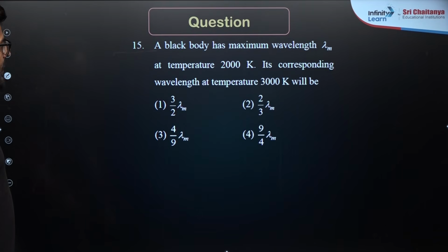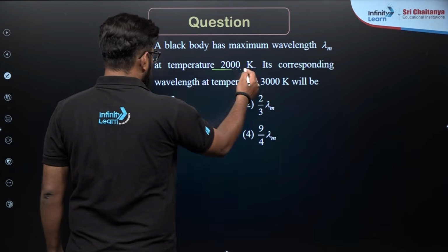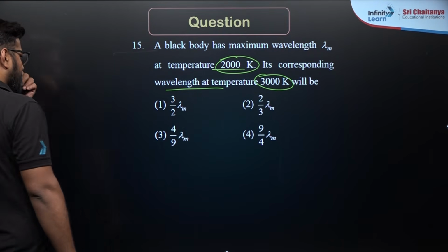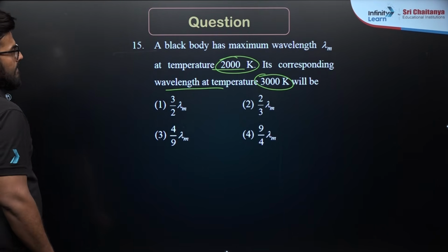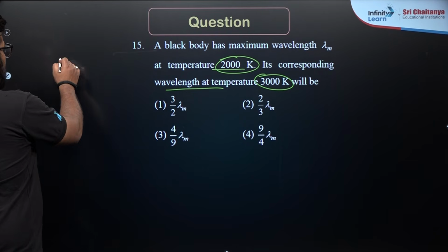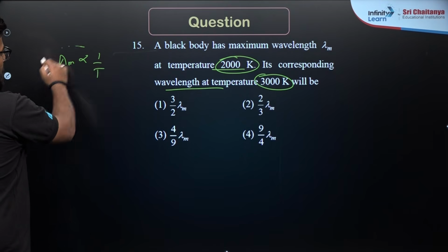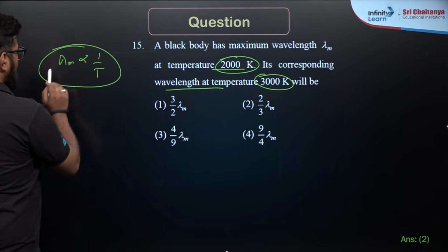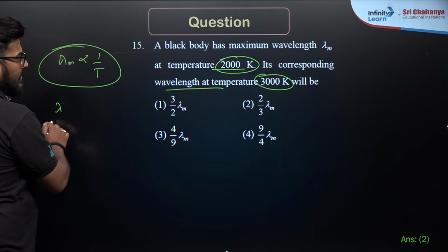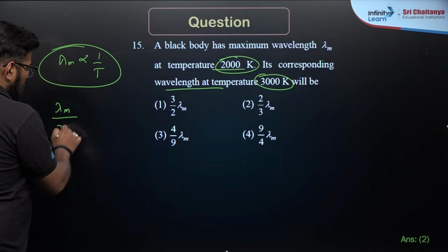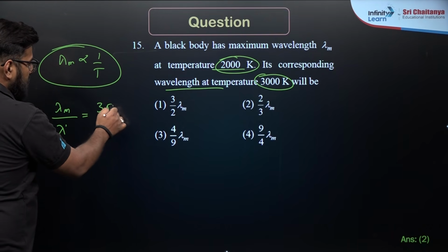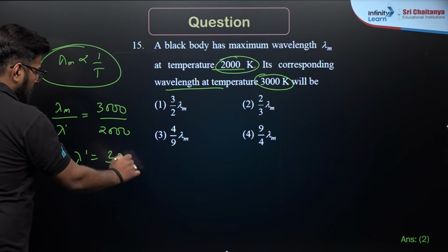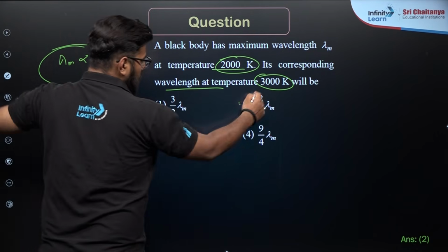A black body has maximum wavelength lambda m at temperature 2000 Kelvin. Its corresponding wavelength at the temperature 3000 Kelvin will be how much? Understand this point: the maximum wavelength which is emitted is inversely proportional to the temperature, correct? So if lambda 1 is lambda m, and we need to find the value of lambda dash, the temperature at which we are trying to calculate is 3000 and this is 2000. So lambda dash will be equal to 2 by 3 times lambda m. Standard textbook problem based on Wien's law. Option number 2 is correct.